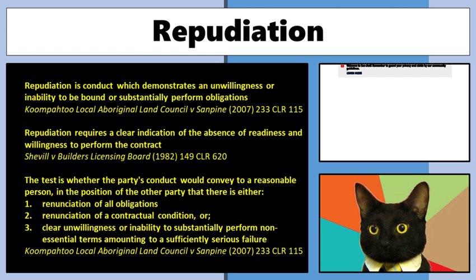Next thing I'm just going to talk about is what we call repudiation. This comes up where one side demonstrates that they do not want to, or they cannot, substantially complete their side of the contract. So that's where the other side gives some form of clear indication of either an unwillingness to perform or an inability to perform.